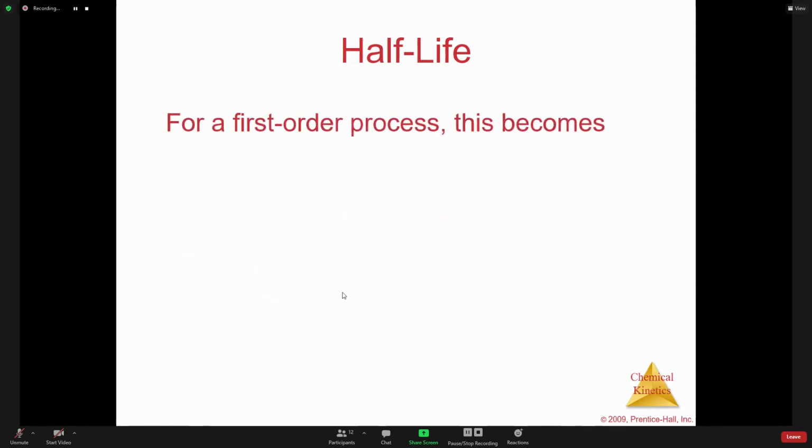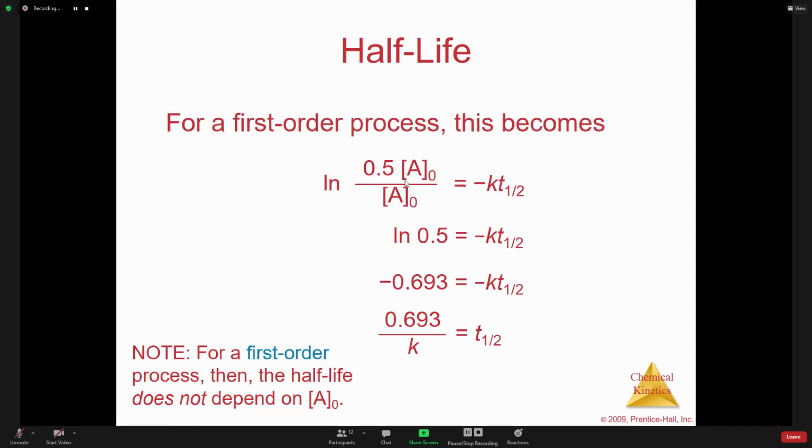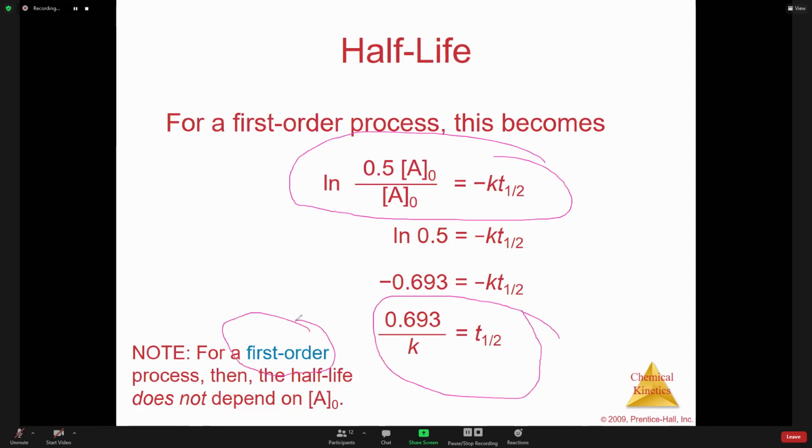If we want to know how much time it'll take to break down 50%, we take our integrated rate law for first order, and we get this. And this, I think, is on our AP sheet. So if it's a first order process, the half-life does not depend on how much you start with. You'll notice concentration is not in this equation at all. It's just based off your constant, k. And that'll tell you how much time it takes to go down by half.